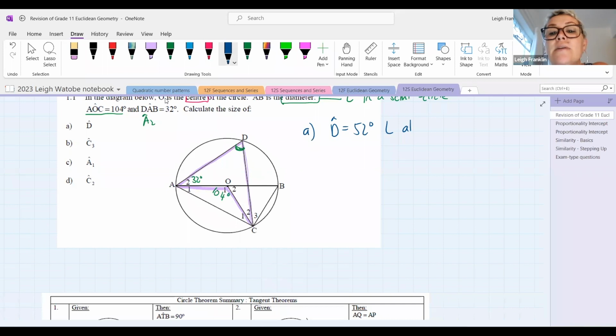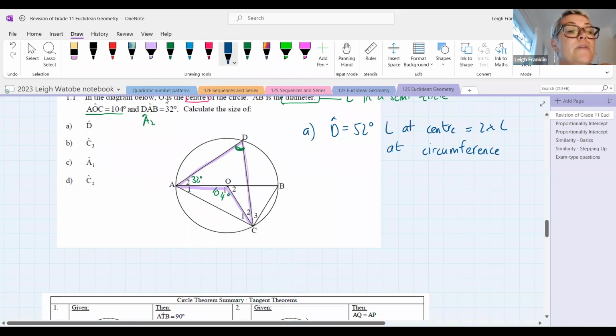Reason: angle at center equals 2 times angle at circumference. Good, well done everybody, that's great. So we've done this one. Remember to take screenshots. All right, now let's do the next one.